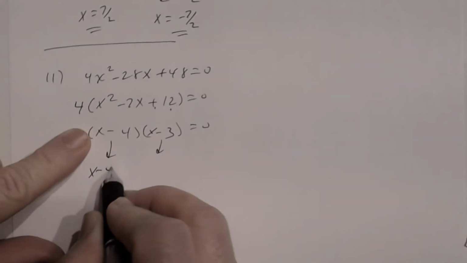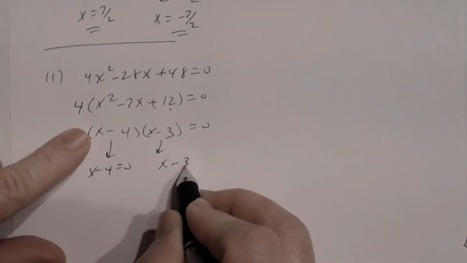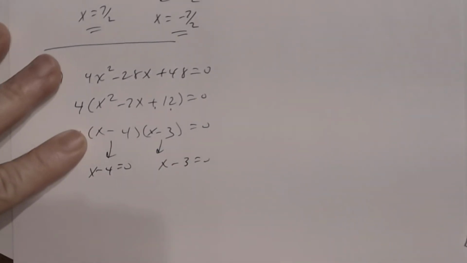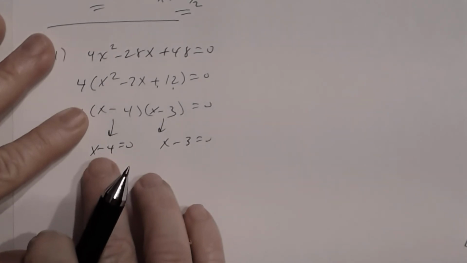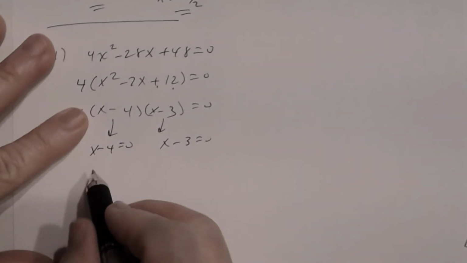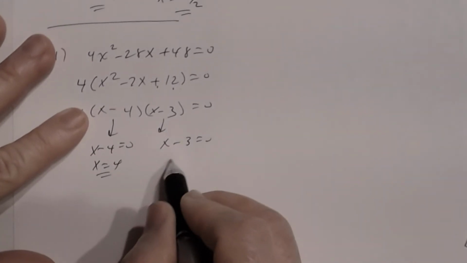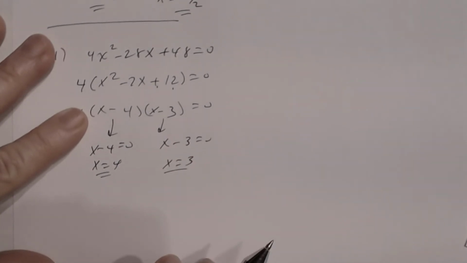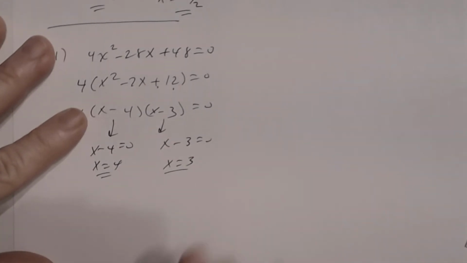So I get x minus 4 equals 0. x minus 3 equals 0. Okay, and then I solve each linear equation. So I get x to be 4 and x to be 3. So those are your two solutions. Now I do want to say this.